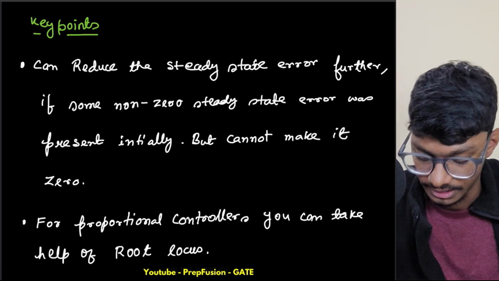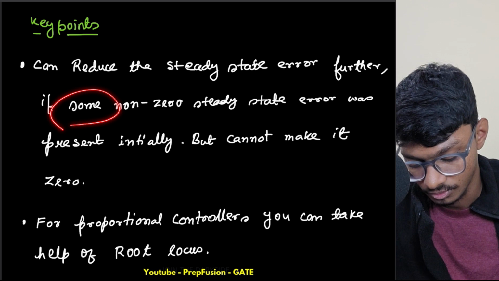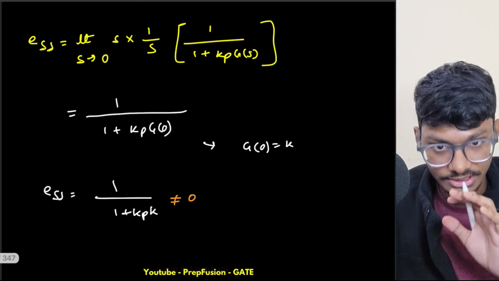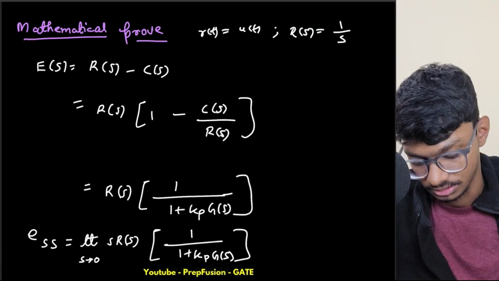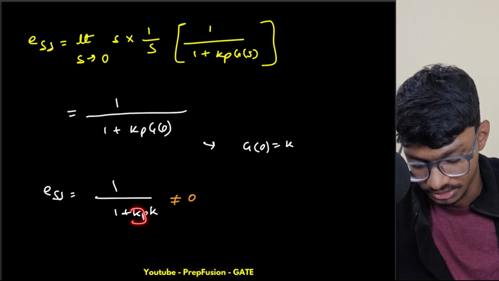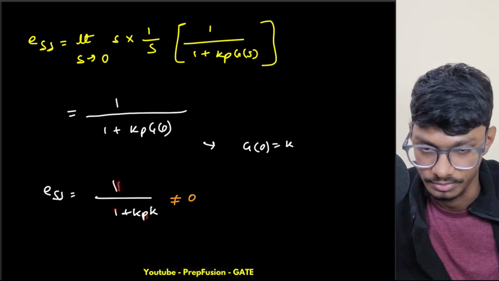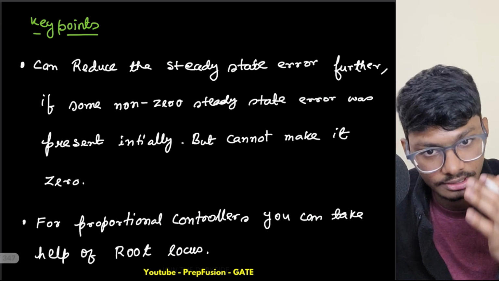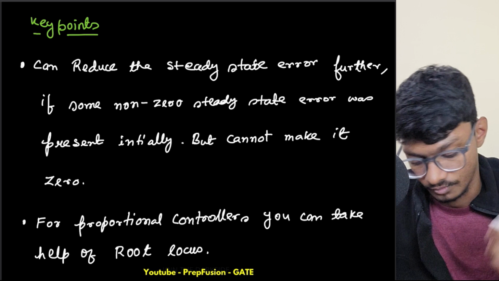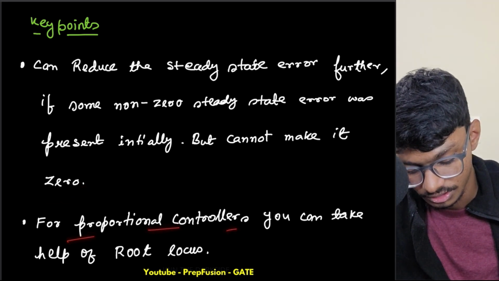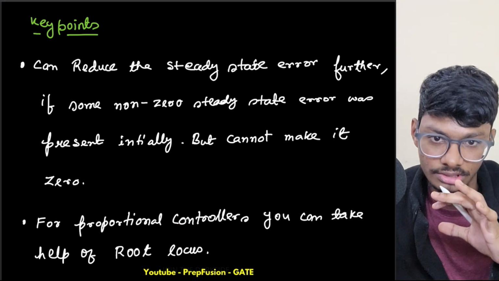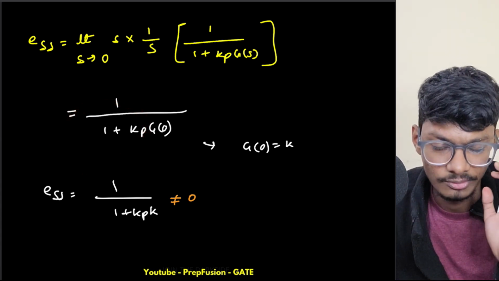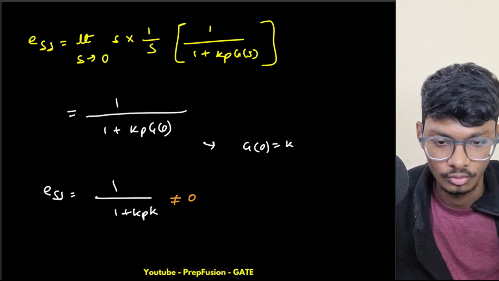Here it is said that it can reduce the steady state error further if some non-zero steady state error was present initially, but cannot make it zero. Basically, if the KP is not present here, the error will be 1 by 1 plus K, and due to the KP, this is further reduced. So yeah, it can reduce the steady state error, but it can't make it completely zero. Okay, that is one thing. For proportional controllers, you can take help of root locus. Whenever proportional controllers come up, and if the question seems difficult, then without going through these equations, you can take help of root locus. We will do questions, and from there we will understand.